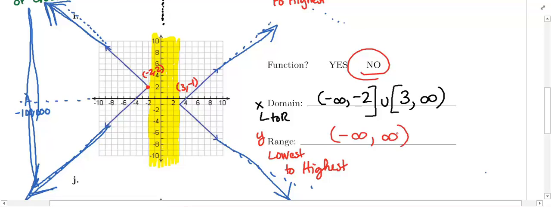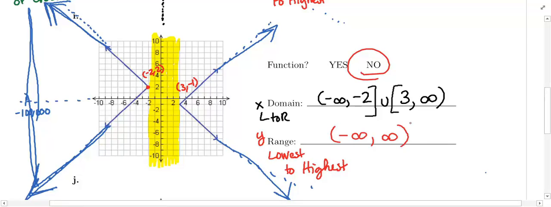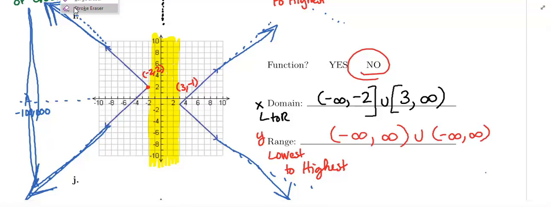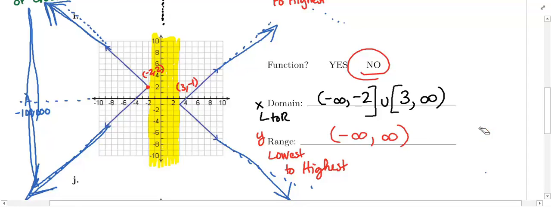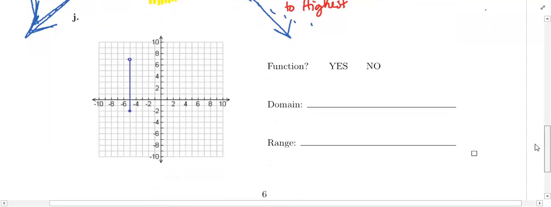These two portions of the graph both have a range of all real numbers. They span the entire y-axis. You do not need to write all real numbers union all real numbers. Both pieces cover all real numbers, so you can just write it one time. So that's the range. All right, finally, last question.